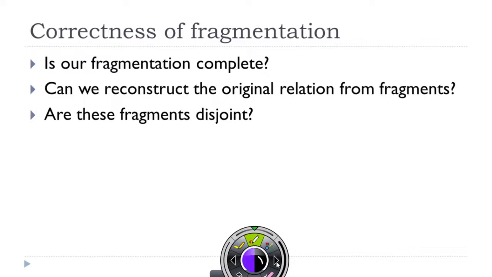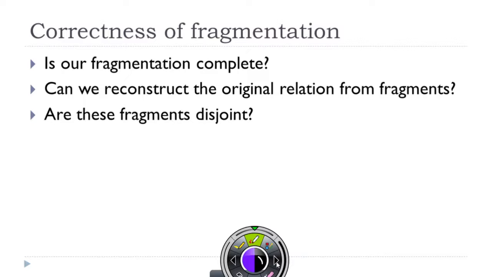Once we finish this, there is an important step, that is correctness of fragmentation. This is very, very important. It checks whether we have missed any data during fragmentation or whether any data was added extra. So we want to be careful about this. For correctness of fragmentation, the first question is: is our fragmentation complete or not? Are we missing any data? The data of grade detail should be present in at least one of these fragments. That's what the first rule is about.